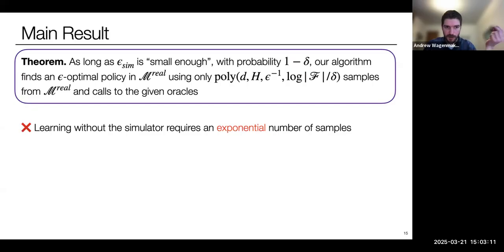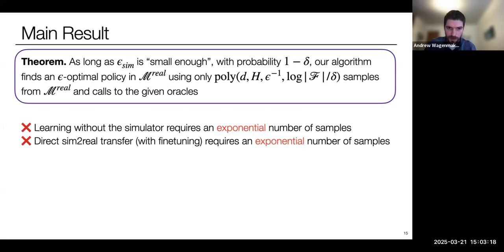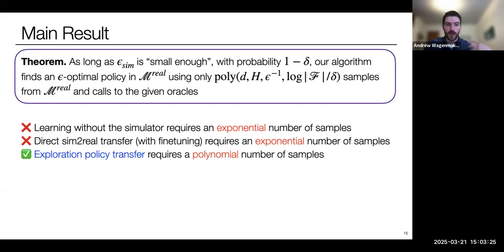So what does this say? Going back to what we showed previously, learning without a simulator requires an exponential number of samples. Direct sim to real transfer, even with fine-tuning and random exploration, also requires an exponential number of samples. But transferring these exploratory policies from sim only requires a polynomial number of samples. And so this shows that there's an exponential gap between the standard sim to real practice that people are using and what we're proposing here, transferring these exploratory policies.